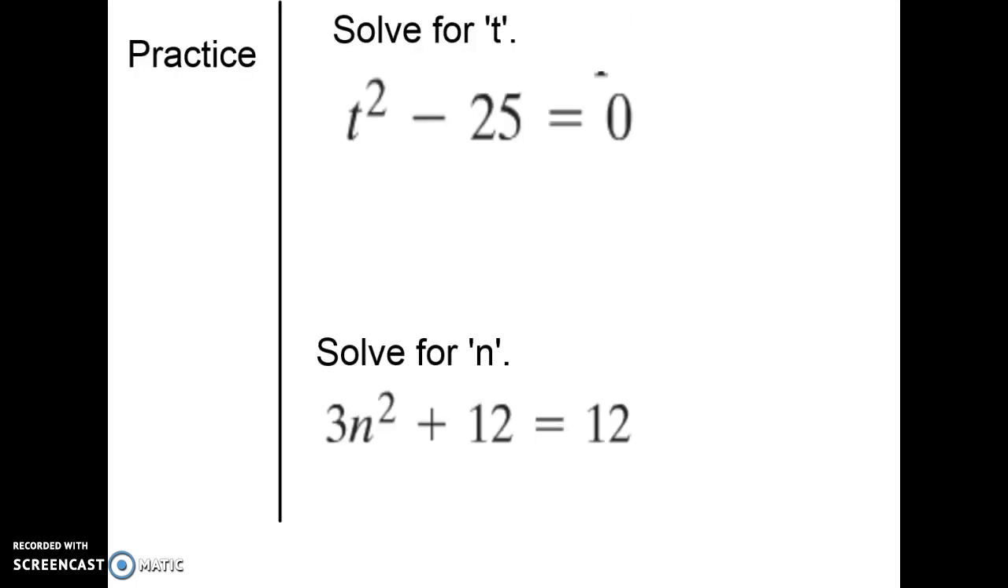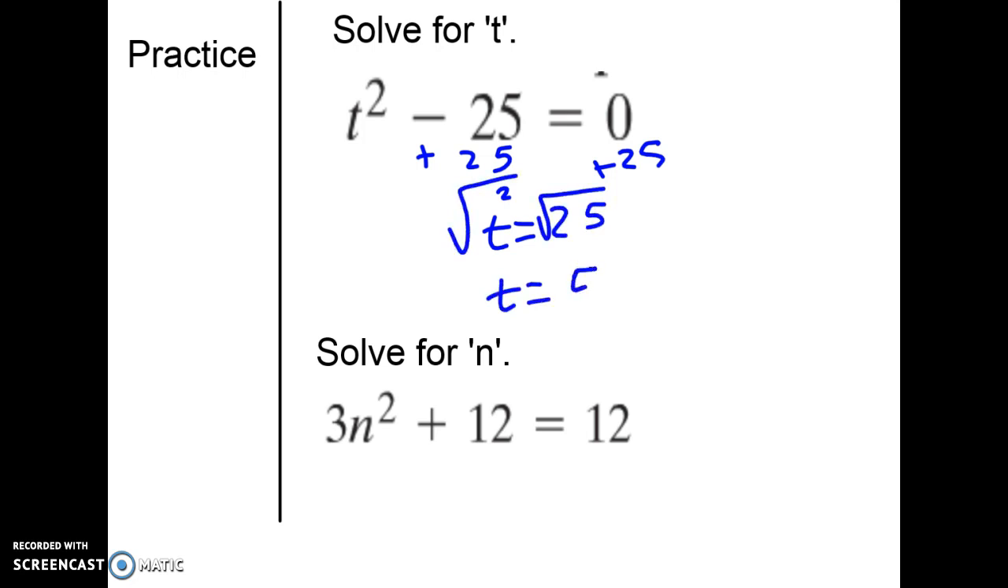So I do want to go through two more here. Some of you might be able to do this one in your head. If you think about it, I have to add 25 on both sides, and I get t squared equals 25, and then when I take the square root of both sides, I don't just get positive 5, but I get negative 5 as well.